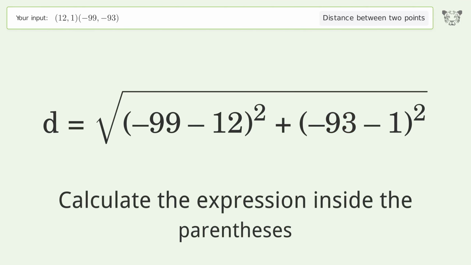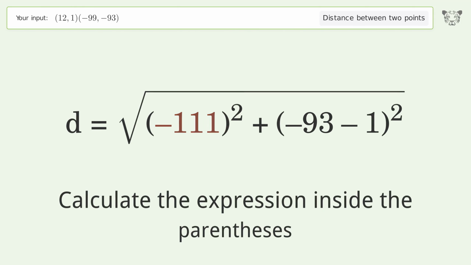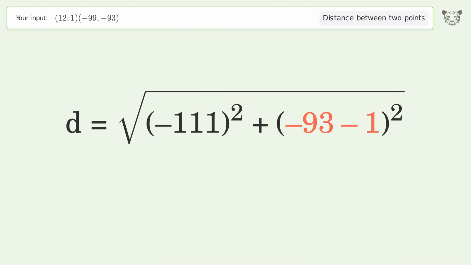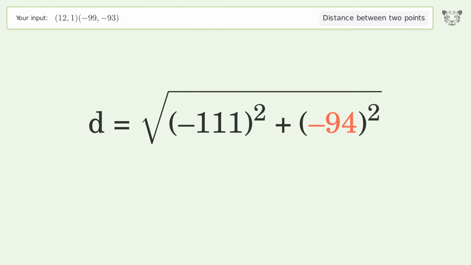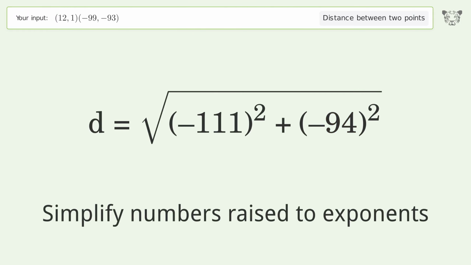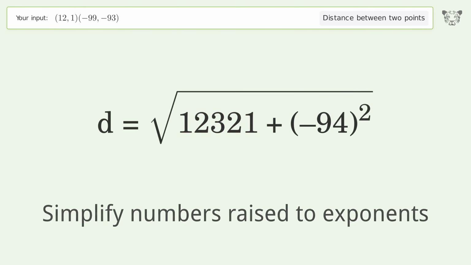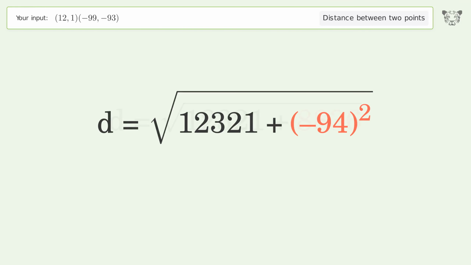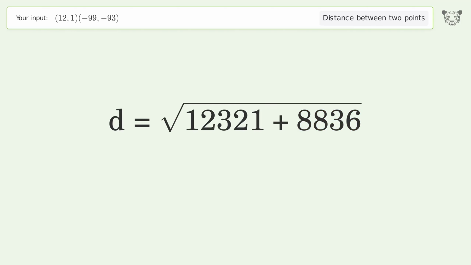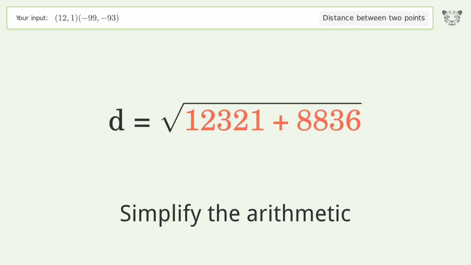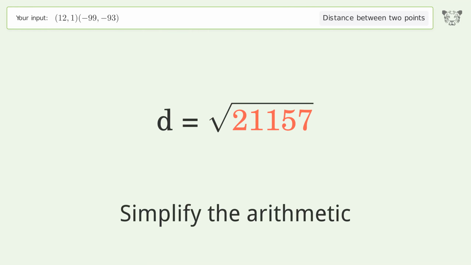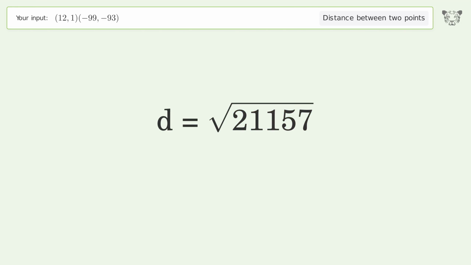Calculate the expression inside the parentheses. Simplify numbers raised to exponents. Simplify the arithmetic. And so the distance between the 2 points is the square root of 21,157 or 145.454.